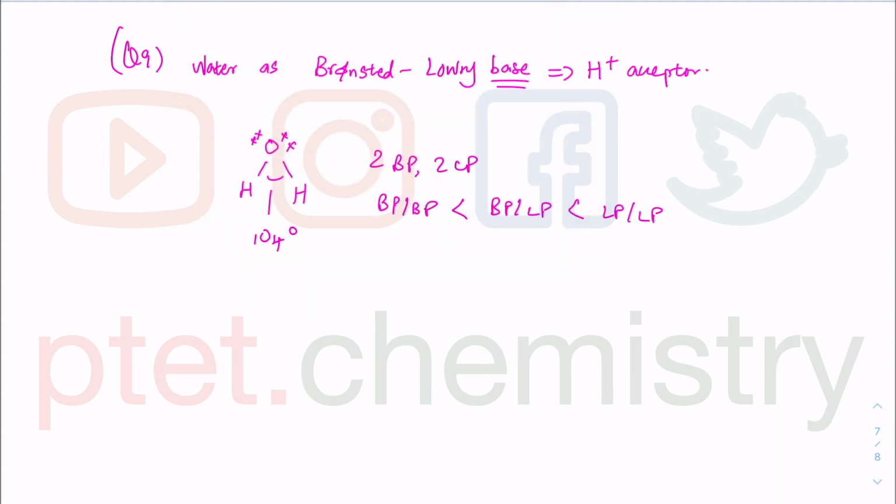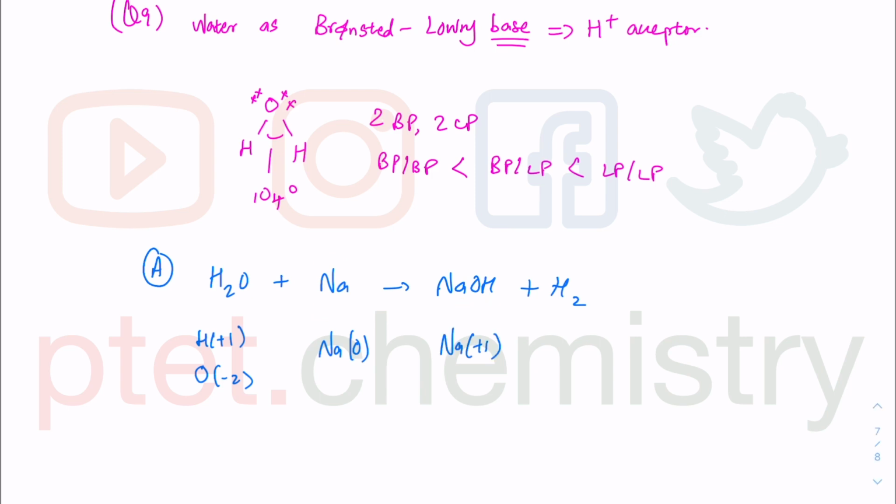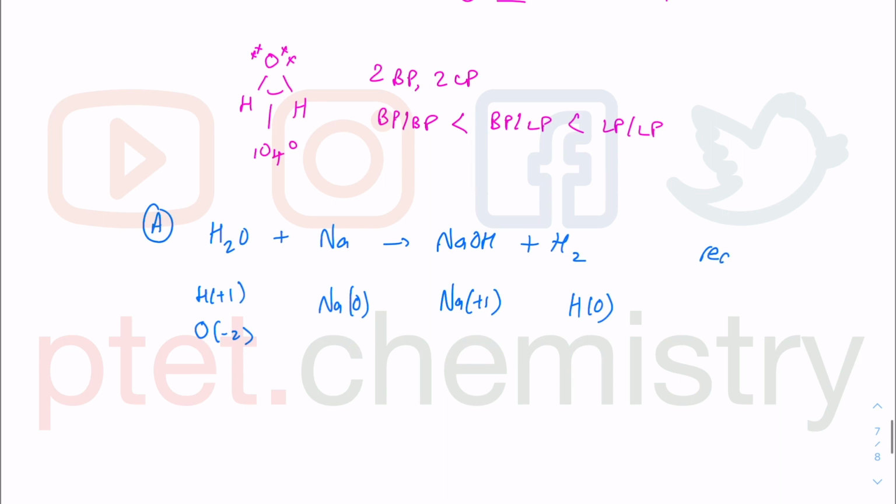So what we have is option A. Option A, you have H2O plus sodium going to NaOH plus H2. Hydrogen there is plus 1, oxygen there is minus 2. Sodium is 0 because the oxidation state of an element is 0. Then Na is plus 1 because this is Na plus, OH minus. This is hydrogen 0.